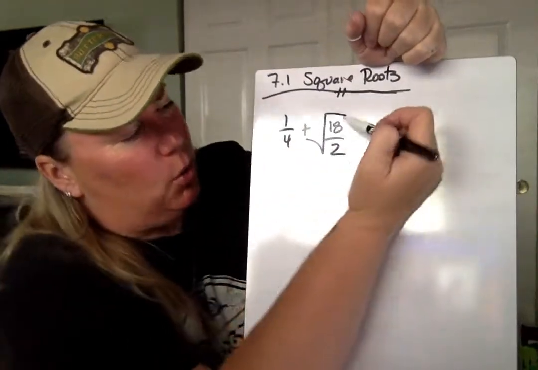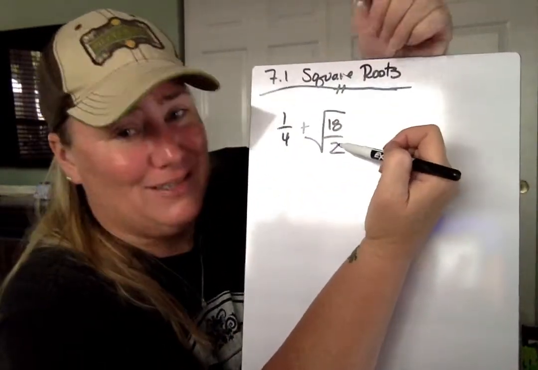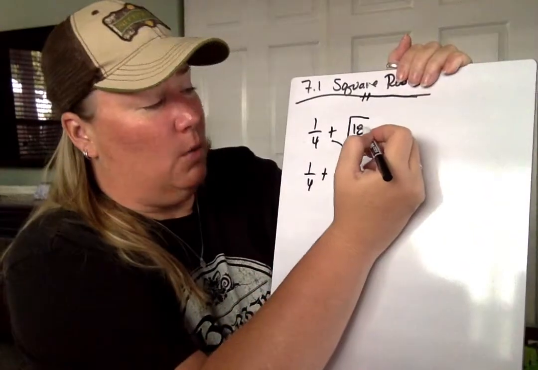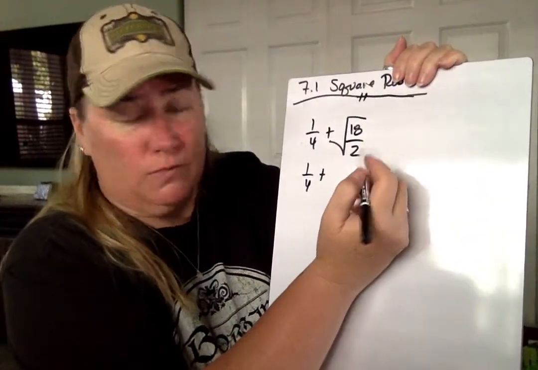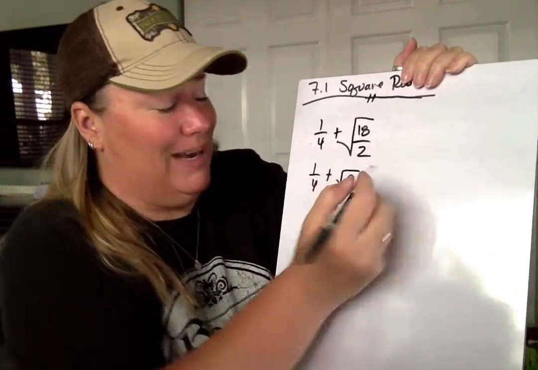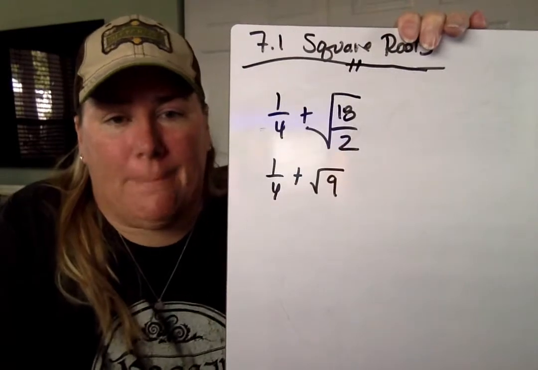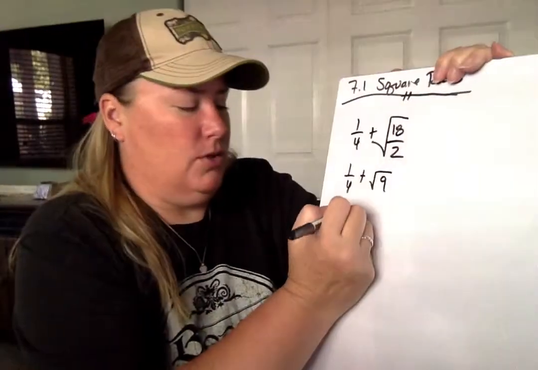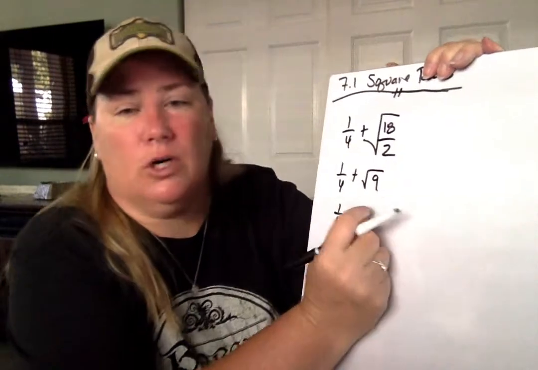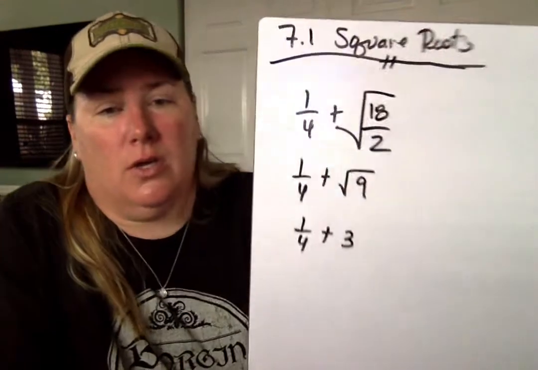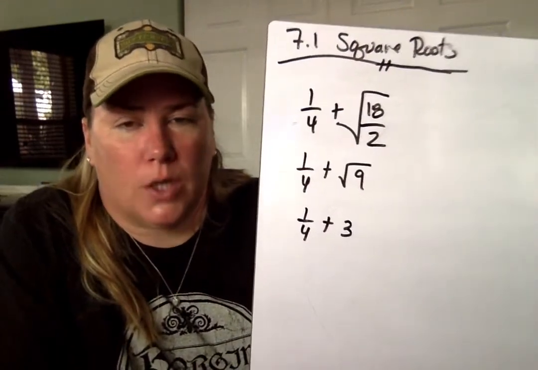So what you're going to want to do is this division of 18 divided by 2 first. So you have 1/4 plus. Now what is 18 divided by 2? Hopefully you got 9. So you have plus the square root of 9. And then go ahead and take the square root. Okay? So you have 1/4 plus the square root of 9, same number multiplied by itself to get 9, which is 3. So now you have 3 plus 1/4.